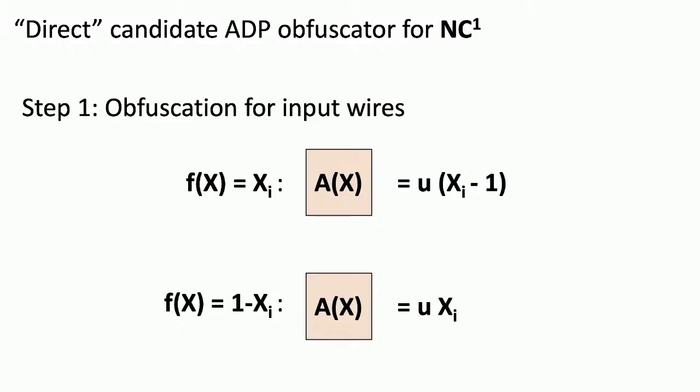Okay, so I need to show how to obfuscate an input wire and also its negation. If my input wire is just xi, here's a simple one-dimensional ADP that computes the right thing. In dimension 1, the determinant is just the function itself, and this is a linear function that is 0 when xi is 1, and non-zero everywhere else. So that's a correct ADP, and for negation, you just do the obvious thing too.